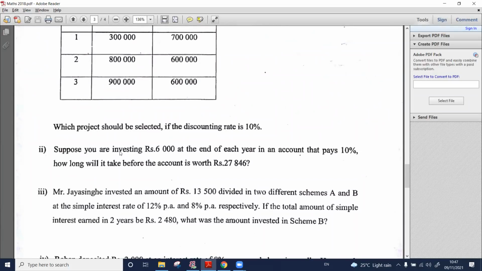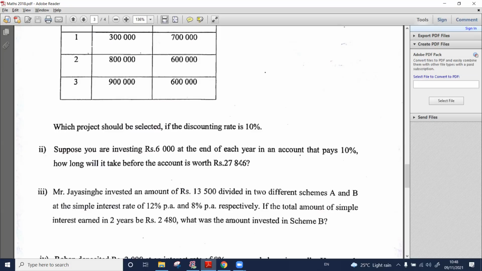Suppose you are investing 6,000 rupees at the end of each year in an account that pays 10%. How long will it take before the account is worth 27,846? We are investing 6,000 at the end of each year. So what is this about? Same amount at equal time gaps for a specific time period. That time period is what we need to find here. So this is regarding what? Annuity.